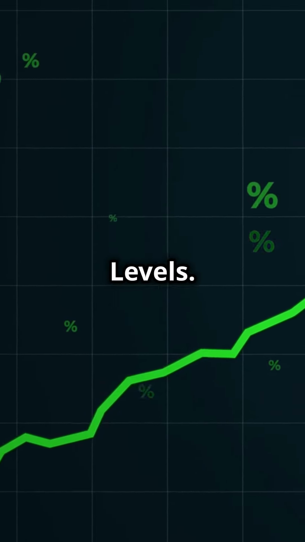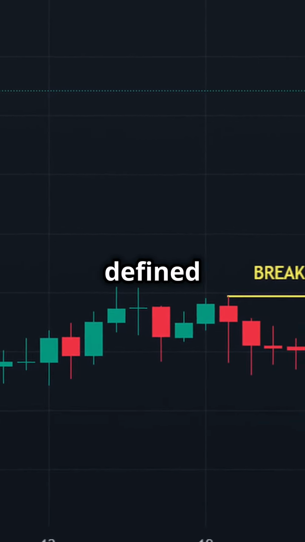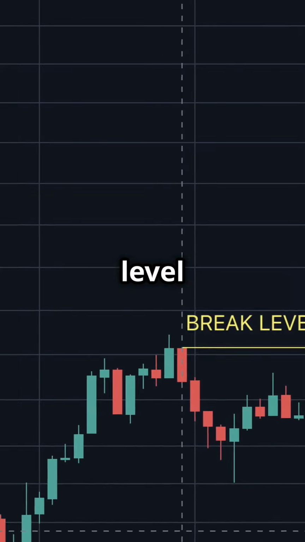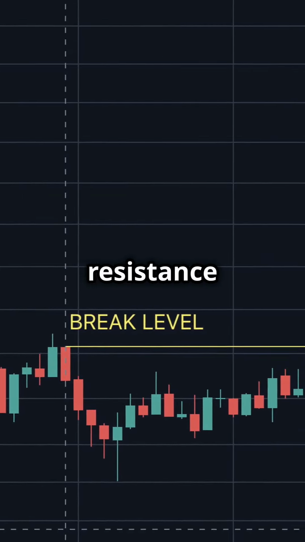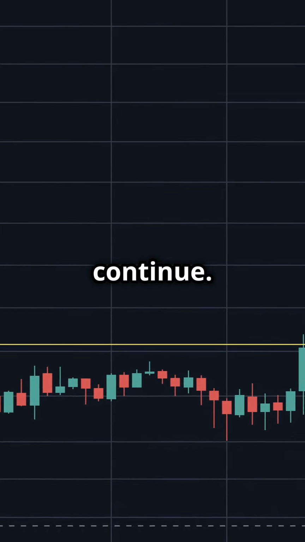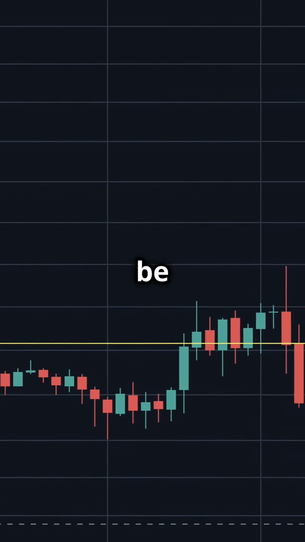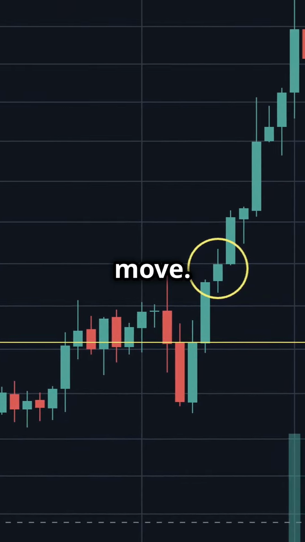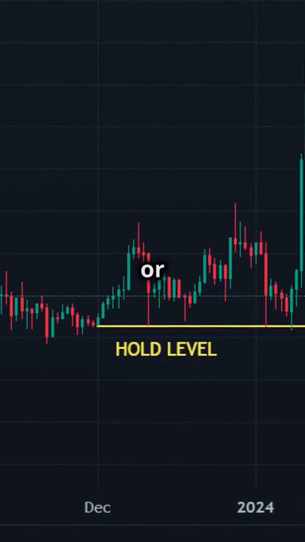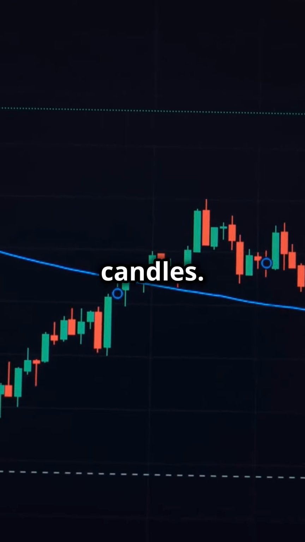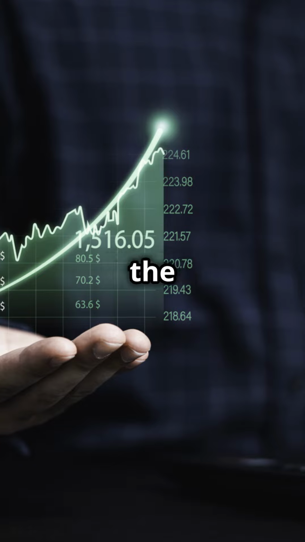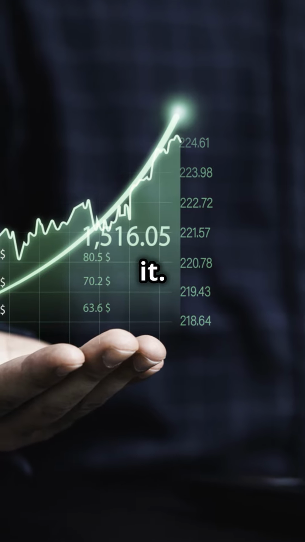Understanding key levels. A break level is defined by the top of two or more red candles. This level represents a point of resistance that needs to be surpassed for an upward move to continue. This level needs to be broken for an upward move. A hold level is defined by the bottom of two or more green candles. This level acts as a support, and ideally the price should not fall below it.